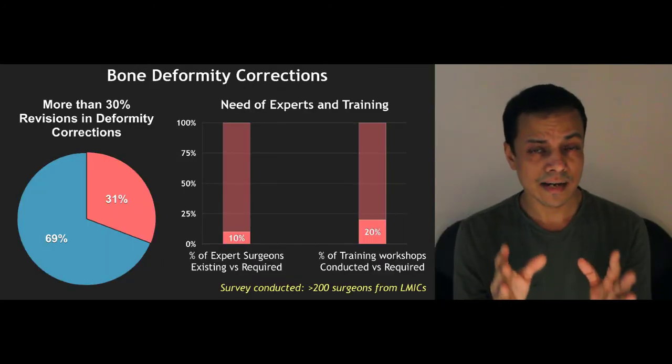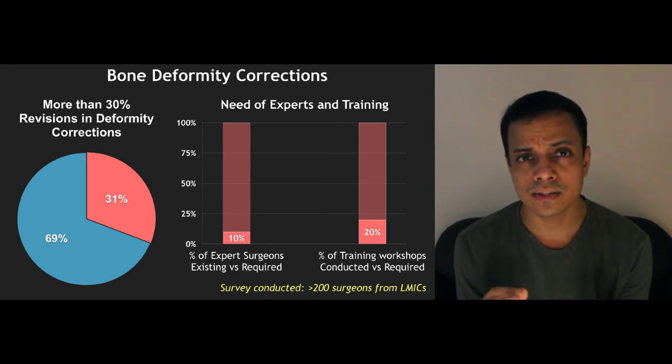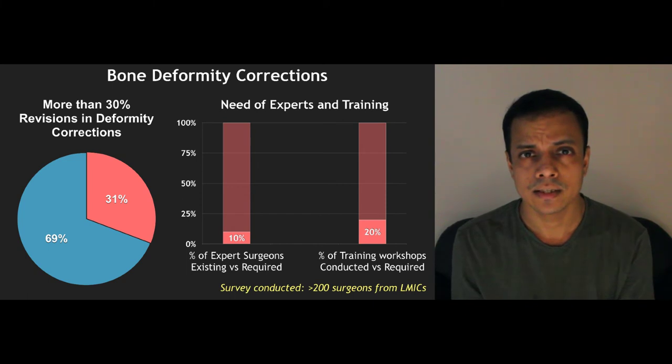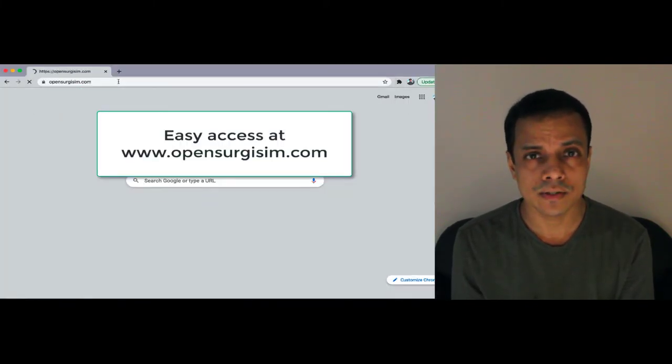It is estimated that more than 30% of total number of bone deformity correction surgeries need to undergo revision. This is due to the lack of expert surgeons. In fact, the number of expert surgeons that exist today is just 10% of what it is required. There are just not enough trainers. And that's why we created OpenSurgiSim.